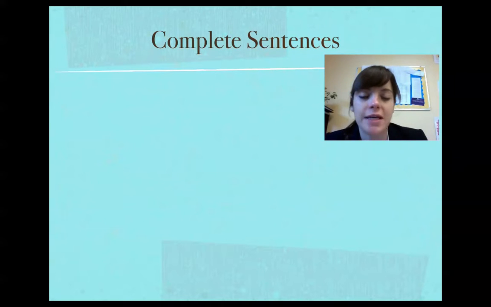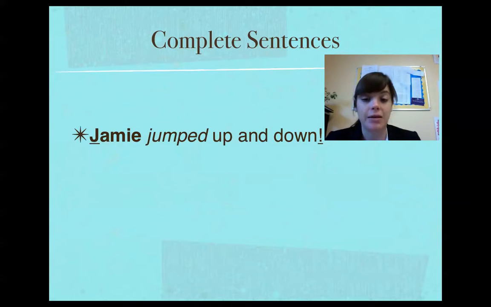Alright, so let's look at a few examples of complete sentences. So our first one is Jamie jumped up and down. I have a subject, Jamie, someone who's performing the action. I have her action, the verb jumped. And as always, I have my capital J, and I have an exclamation point at the end. So I have my capital letter and my end punctuation.